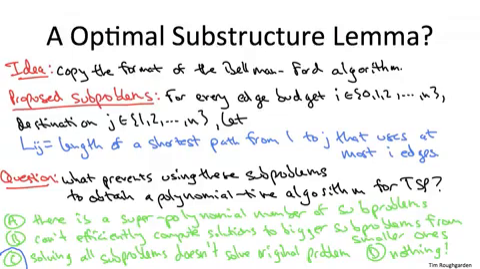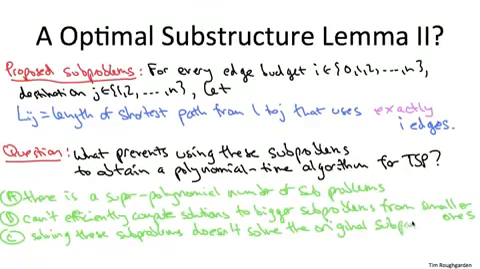That problem doesn't seem so hard to fix. Let's just insist in each subproblem that instead of using at most i edges in the shortest path, it has to use exactly i edges in the shortest path. So while this set of subproblems is not quite as misguided as the previous one, the answer remains the same. The answer is still C.